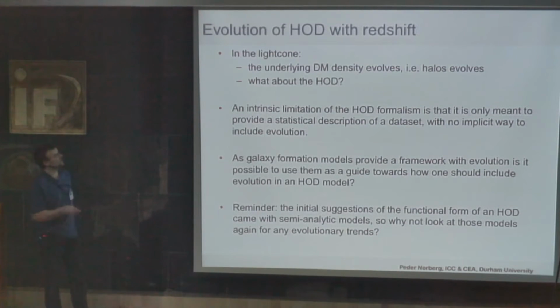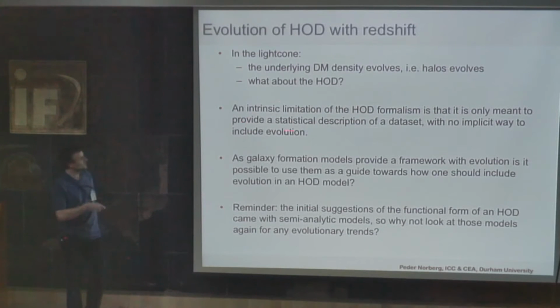Now, evolution of the HOD with redshift. So in the light cone, the underlying dark matter density evolves, because the halos evolve, and that's what we had because we had different snapshots. So that's all good. But if my halos evolve, should I not make some assumption about my HOD? Can I use the same HOD at all redshifts? And that's the problem as well.